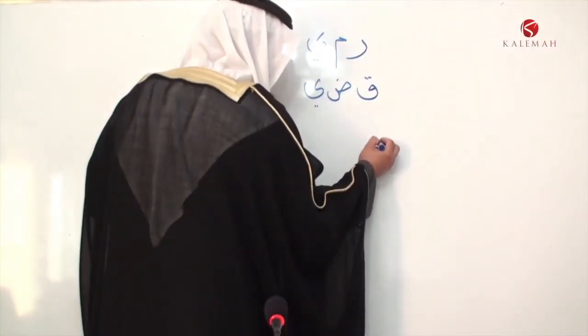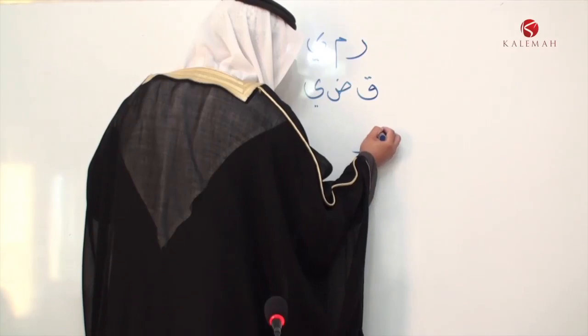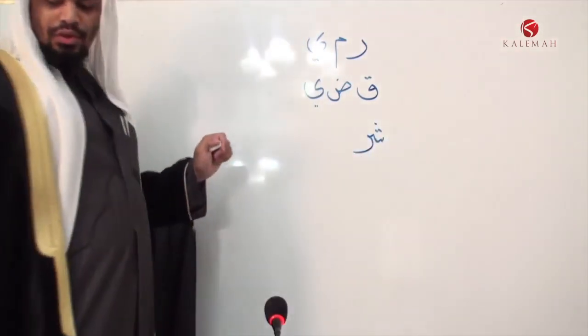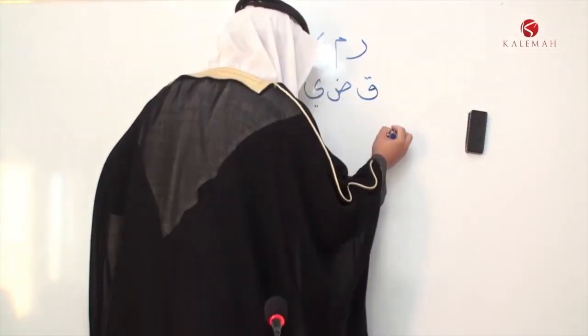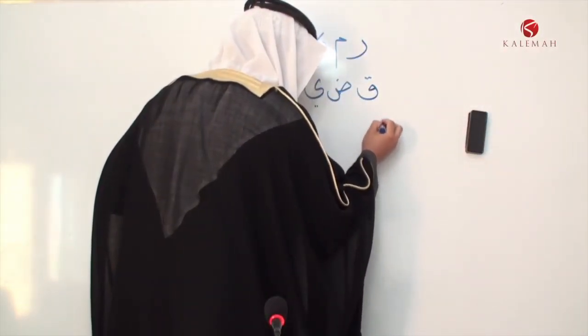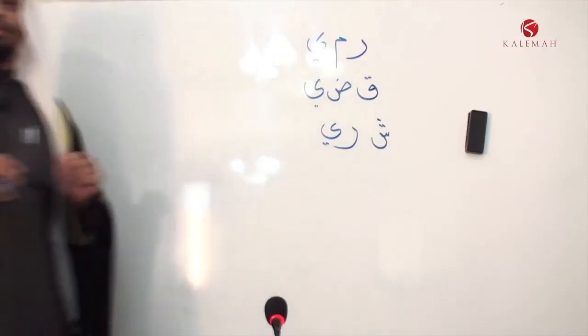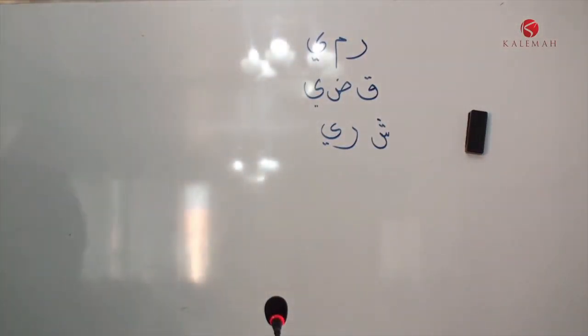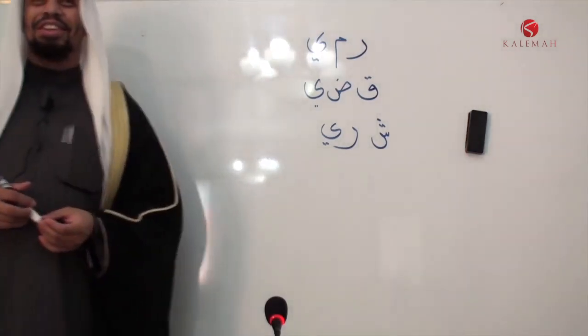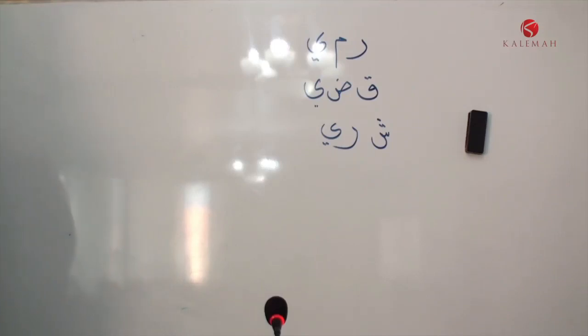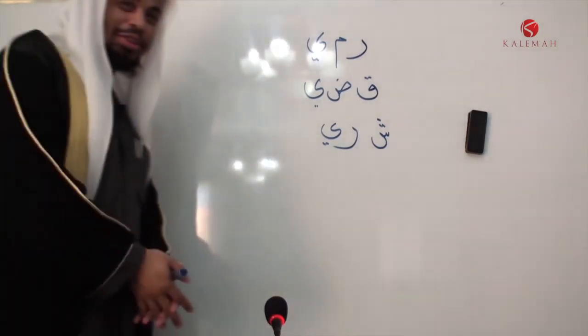Okay, the sheen and the ra and the ya. So the madi is going to be Shara. What does it mean? What does Shara mean? Shara is used mostly for sold, but it could be used for bought.